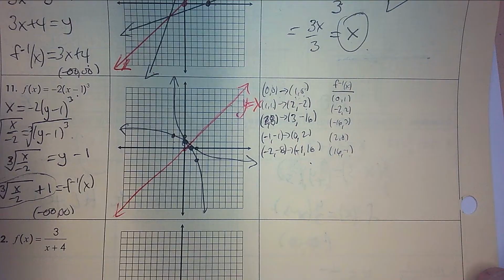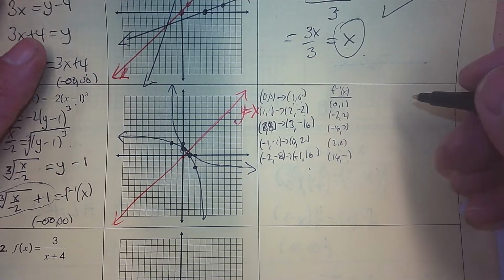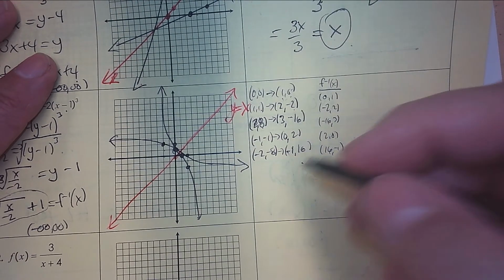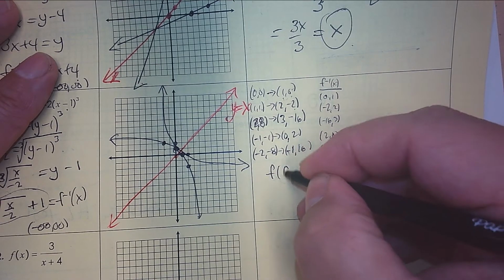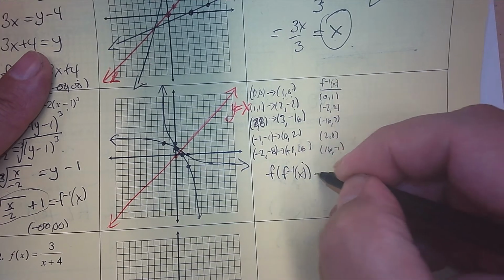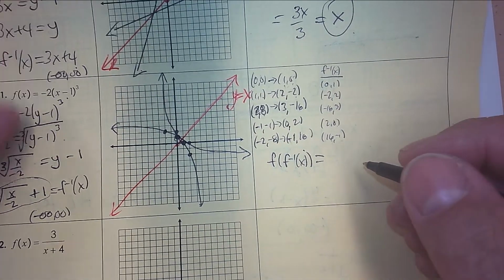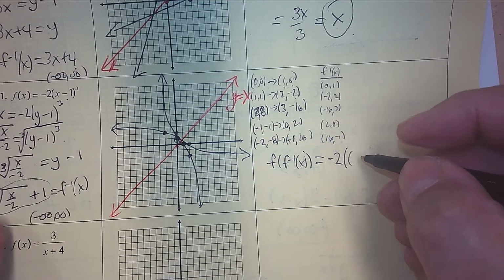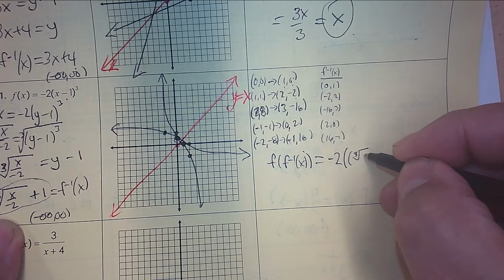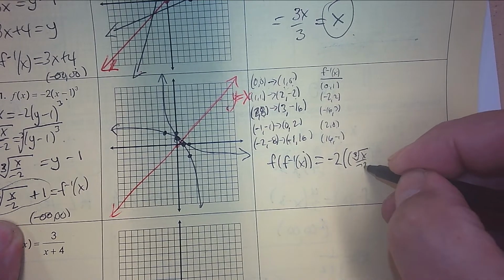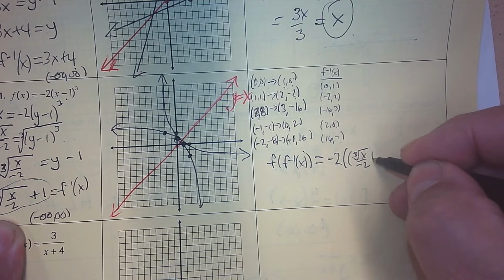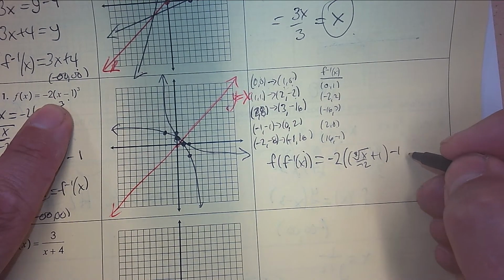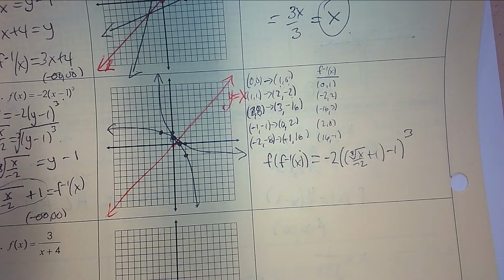How do I verify it again? How do I verify it algebraically? Is I do a substitution. So I take the inverse and I substitute inside the function. So the function was -2, but now instead of x, I'm going to put in the cube root of x divided by -2 plus 1, and then I have a subtract 1, and I cube it.